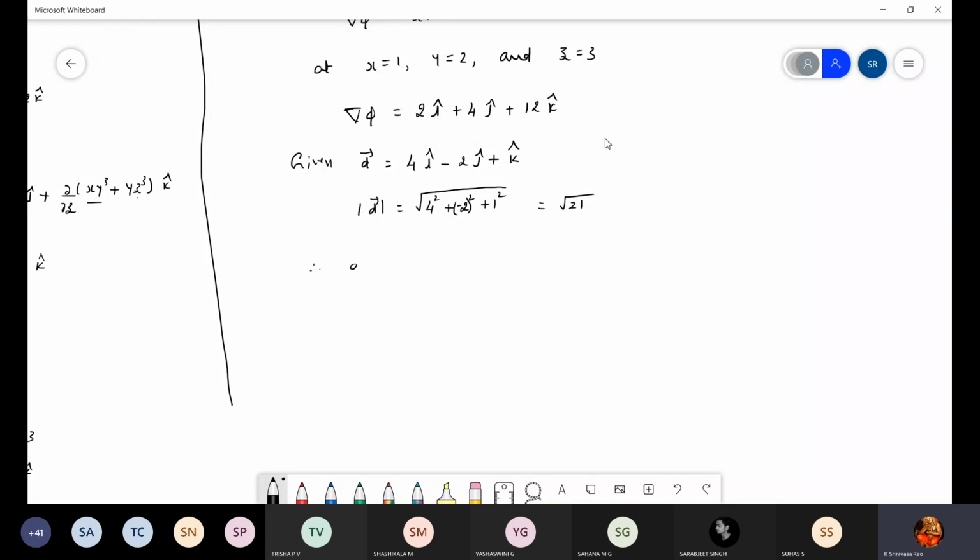Therefore, d cap equals vector d divided by its magnitude. That is equal to vector d, 4i minus 2j plus k, divided by root 21. This is d cap. Therefore, the directional derivative is grad phi dot d cap.